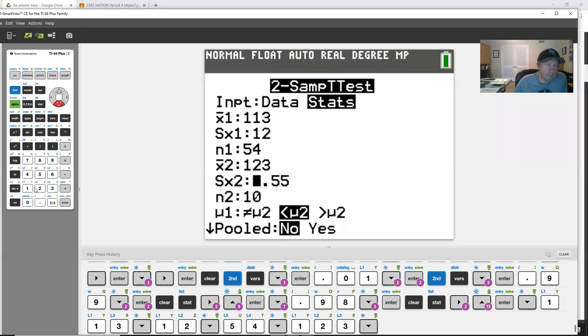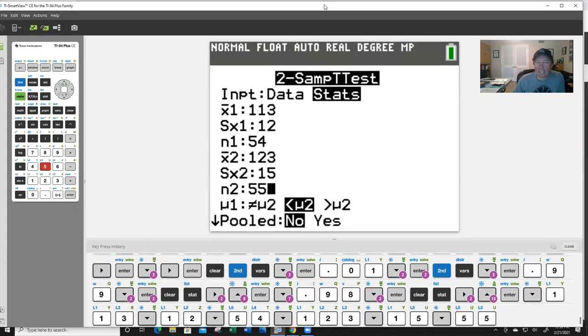123 was the mean, 15 was the standard deviation. And then the sample size was 55. It's not a matched pair because they're two separate groups, by the way. I didn't point that out. Plus one sample size is 54 and one's 55, so they can't be paired up.